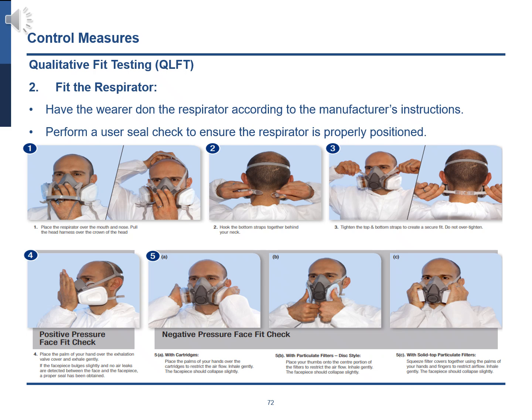Negative pressure face fit check. With cartridges. Place palms of both hands over cartridges to restrict airflow. Inhale gently until the facepiece collapses slightly. Hold your breath for 10 seconds while keeping hands in place. The facepiece should collapse slightly and hold that position without leaking inward.